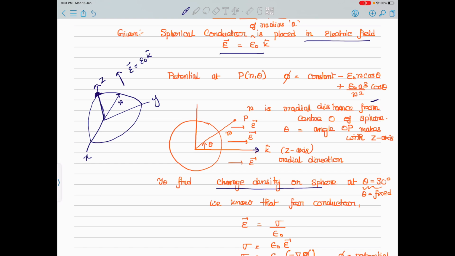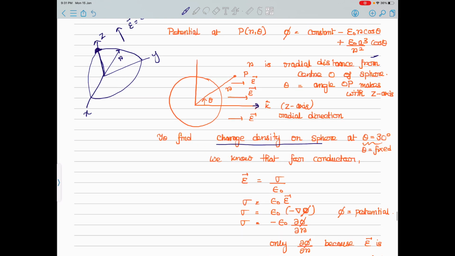Now this is the spherical conductor. For any conductor, we know that the electric field is nothing but sigma by epsilon naught, where sigma is the charge density, charge per unit area, and epsilon naught is the permittivity of free space. So sigma becomes epsilon naught into E, and we know that the electric field is nothing but the negative gradient of potential. So we can directly write E as minus grad phi, where phi is the potential.